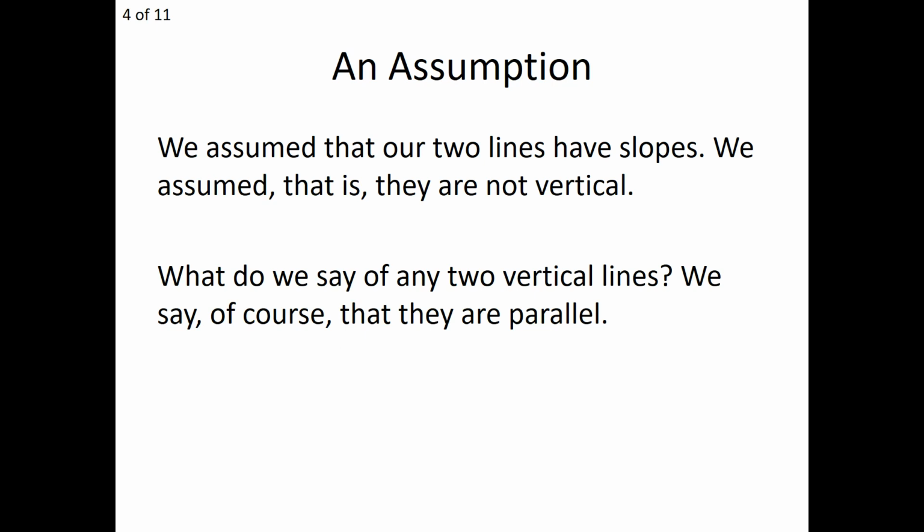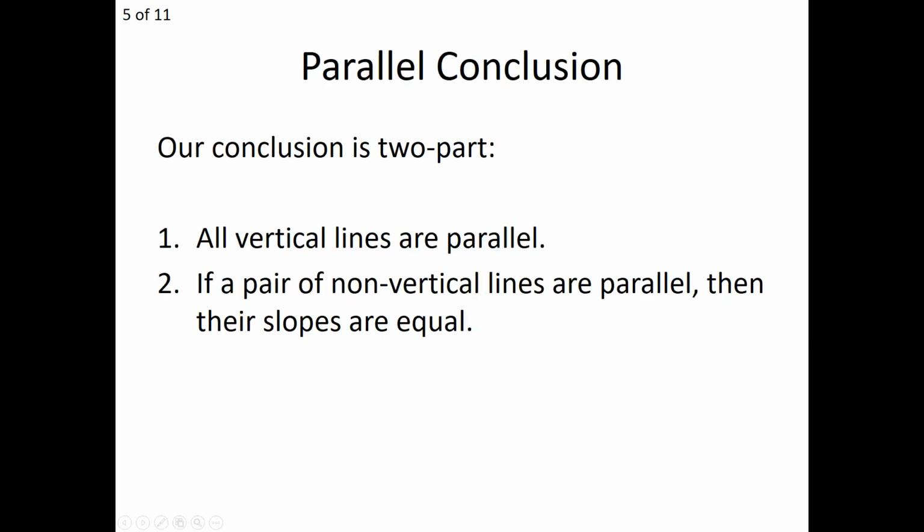Now, there's a couple of assumptions we've made. The first assumption is that the lines that we were given did have slope, essentially meaning that we assume them to be non-vertical. But what do we say then about two vertical lines? Well, we'll also assume that yes, vertical lines are in fact parallel. So the results we have for our parallel conclusion is this: all vertical lines are going to be parallel, and any non-vertical lines, if we find them to be parallel, will have the same slope or equal slopes.